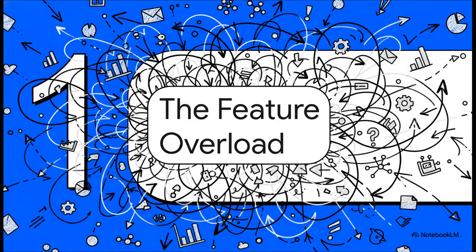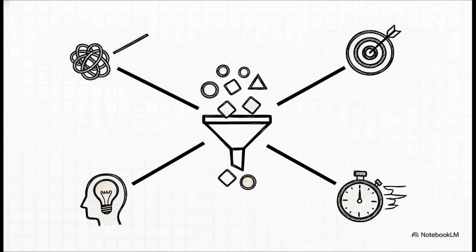So let's start with the problem itself. When you just throw everything at your model, you can run into something called feature overload. And it's not just messy, it can actively work against you. So why even bother with this? Well, it's not about being lazy. It's about being strategic. There are 4 huge wins here.